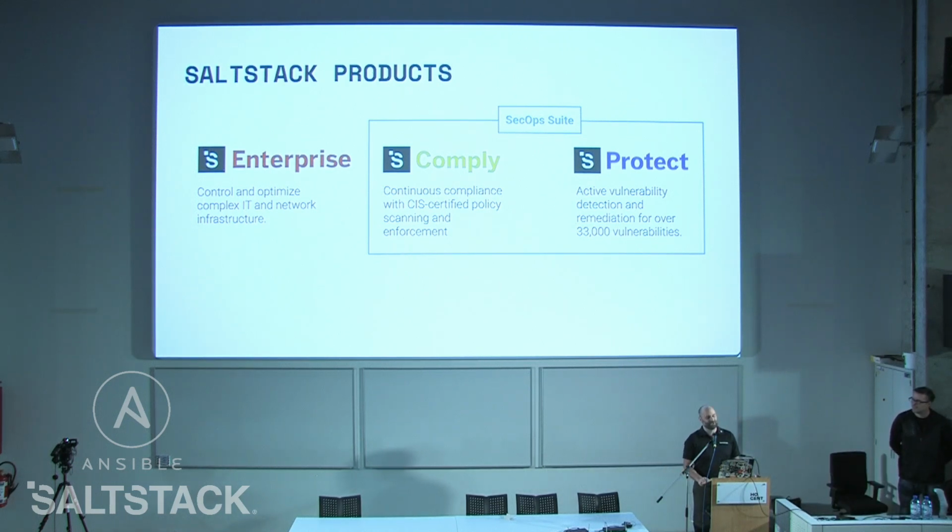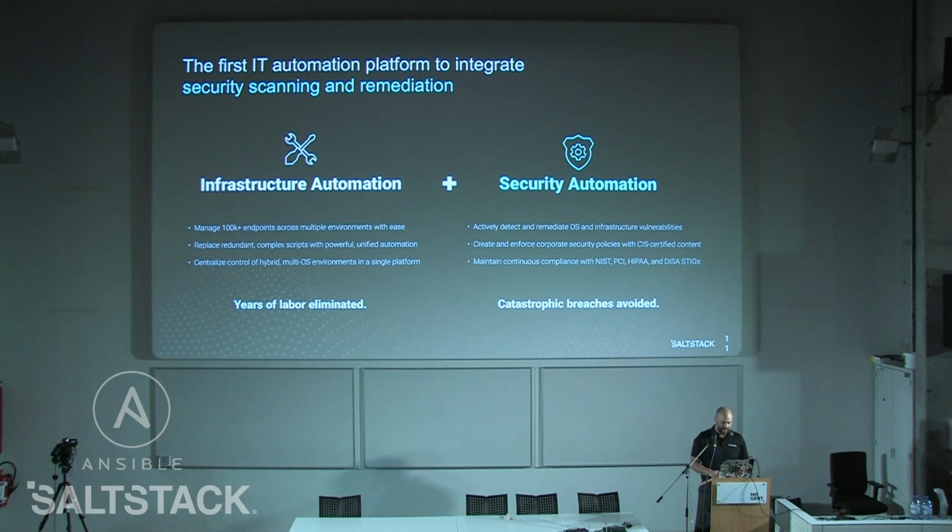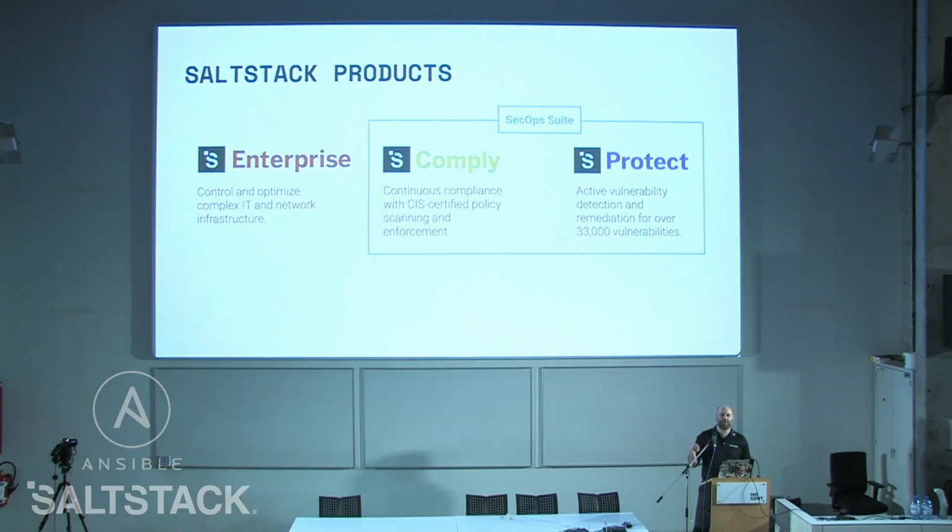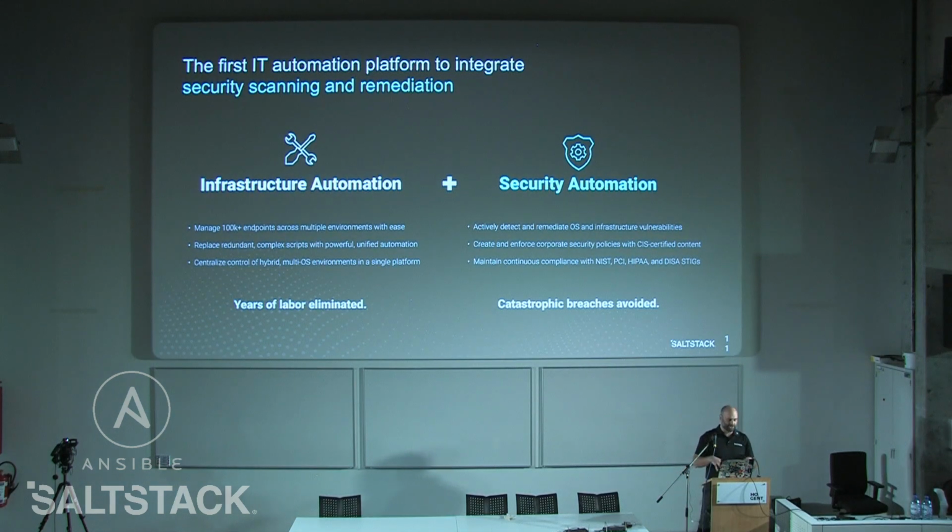So what do we offer at Saltstack? We offer three products. Enterprise, which is all about role-based access control, audit, reporting, that sort of stuff. We also have two products in security. Comply, which is hardening, because 99% of all vulnerabilities are known at the time. And we also do Protect, which is vulnerability management. This is how you take control of your architecture.